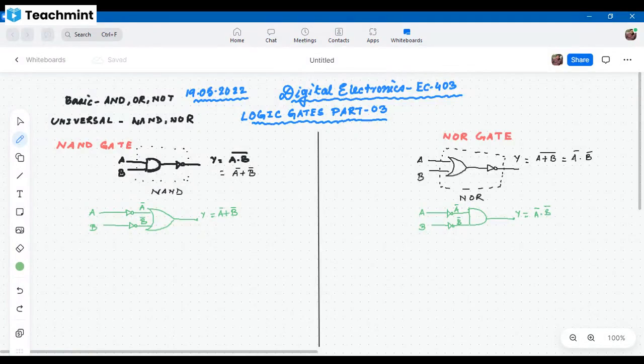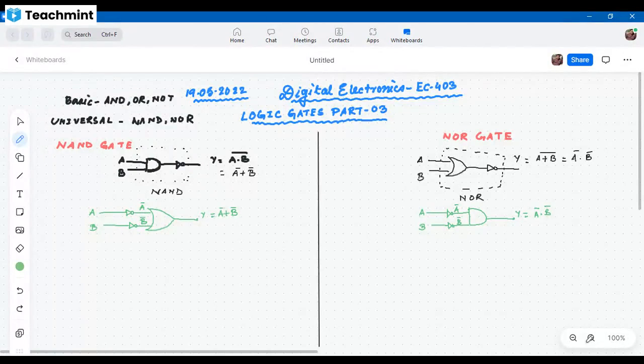So clear, everybody? Everybody cleared? Yes, sir. Okay, so I can represent the NAND gate using the AND gate and NOT gate. I can represent the NAND gate using NOT gate and OR gate. Same as I can represent NOR gate using OR gate and NOT gate, and I can also represent the NOR gate using AND gate and NOT gate.